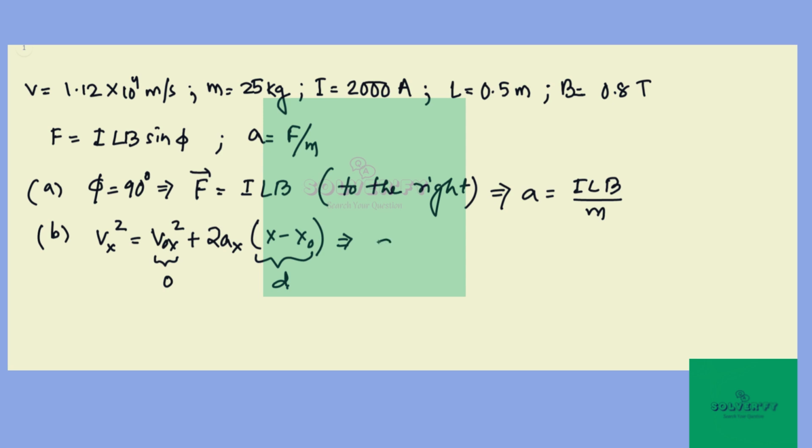So that gives d to be equal to v squared over 2a. I have just omitted the x subscripts over here. We can write that down if you want. So Vx is basically this value, Ax is the one over here, and we get this to be V squared times M over 2 times I L B.